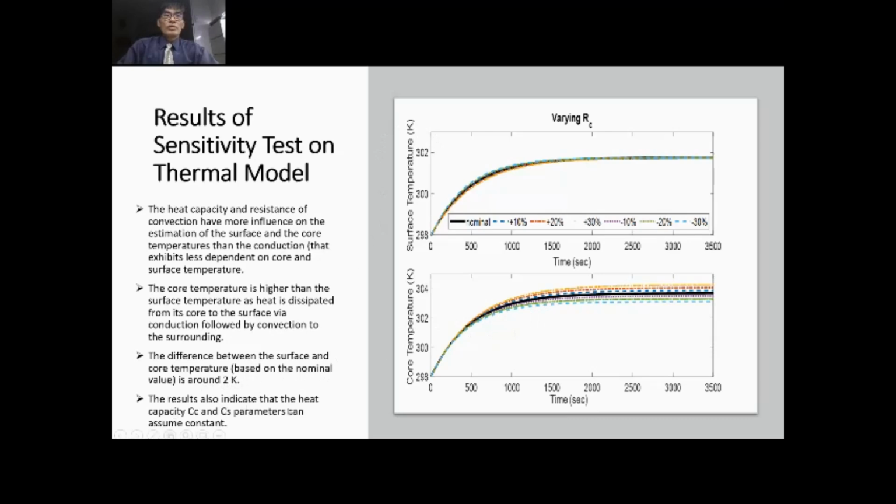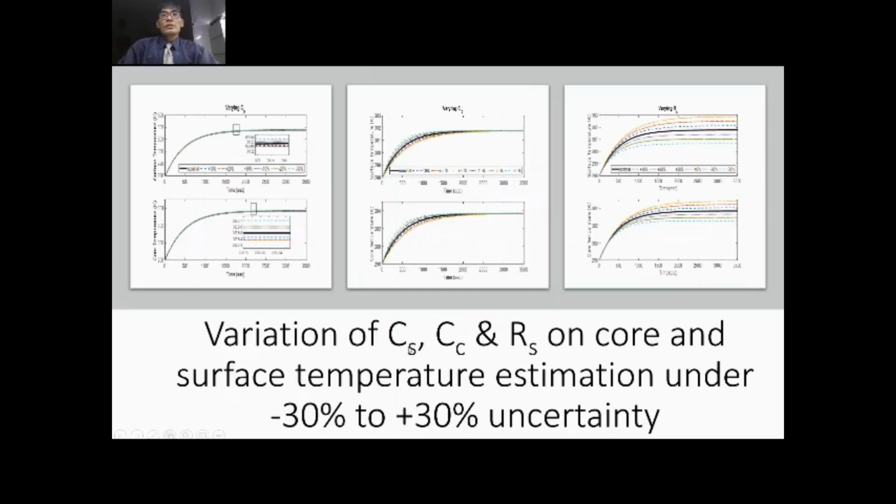The result also indicates that the heat capacity parameters CC and CS can be assumed constant. This shows the variation of CS on the left, CC in the center, and RS on the right, for core and surface. The first plot is surface, followed by core, surface, core, surface, core. This is under a minus 30 to plus 30% uncertainty.